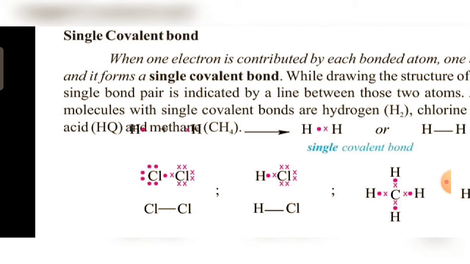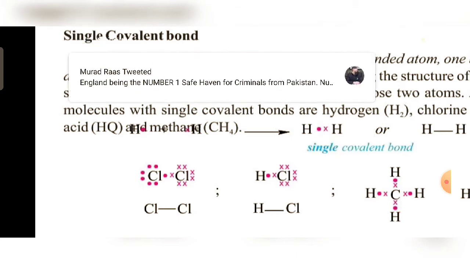Similarly with the HCl molecule, hydrogen requires one electron to complete its duplet, and chlorine requires one electron to complete its octet. That's why they will mutually share electrons with each other, complete each other's duplet and octet, and form a single covalent bond by sharing one bond pair of electrons. Bond pairs are the electrons which participate in bond formation in the form of a pair.